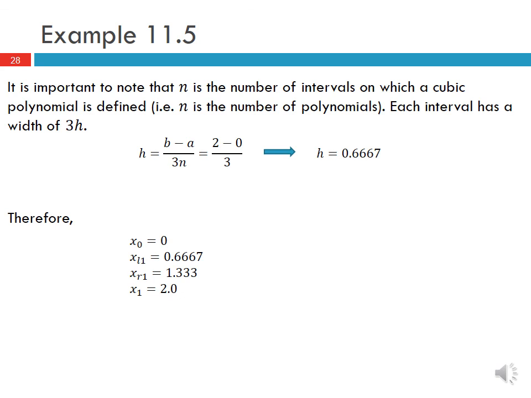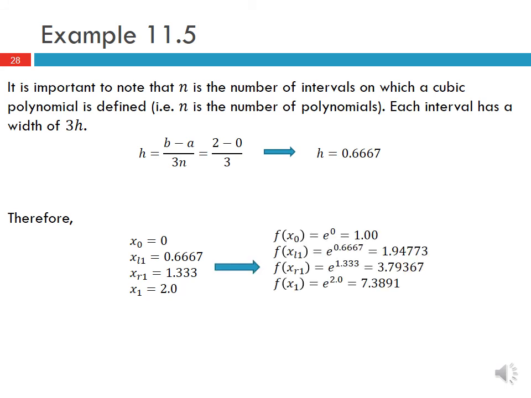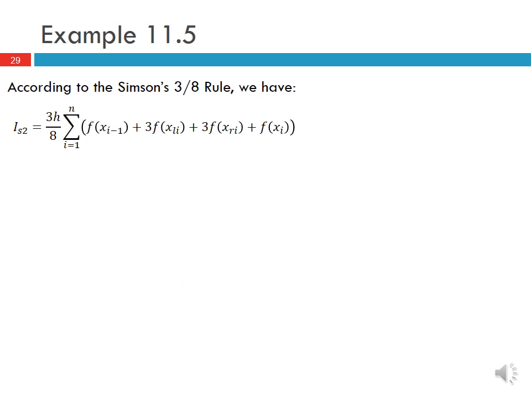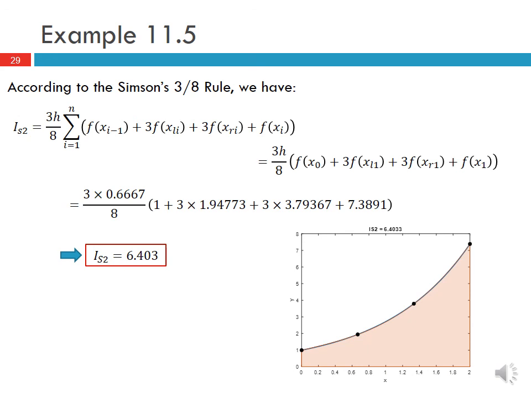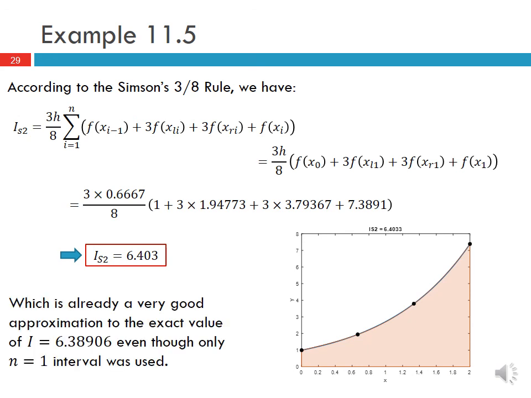So we can find our x's with our spacing of h, and our function values at all of our points, and plug those into the formulation of the Simpson's 3/8 rule, which is shown here. We can expand this out for all of the points that we have and plug in our values, as we can see here. So the estimate of the integral over the domain using the Simpson's 3/8 rule is equal to 6.403. This is a very good approximation to the exact value, even though we only used one interval. With all 4 points, there's only one cubic polynomial that passes through them.